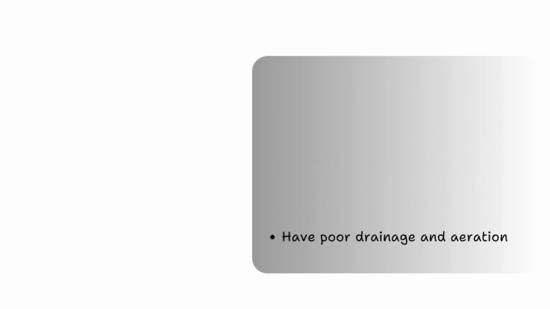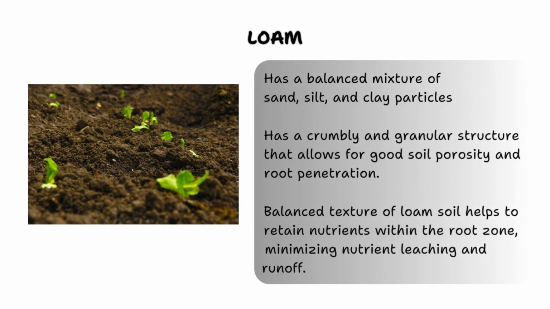And finally, we have loam soil. Now, this is one of the best soils to work with if you are gardening. This is because loam soil is characterized by a balanced mixture of sand, silt, and clay particles that provide optimal nutrient availability for plants due to its versatile texture. With moderate water retention and drainage capabilities, loam soil offers a favorable environment for root growth and nutrient uptake.